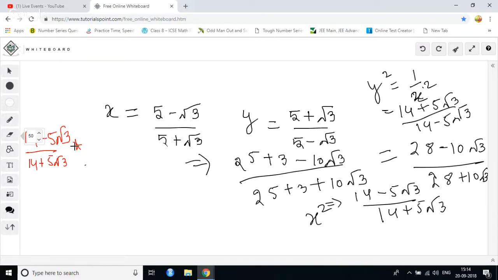So what do you do here? You move it here and you subtract here 14 plus 5 root 3 divided by 14 minus 5 root 3.